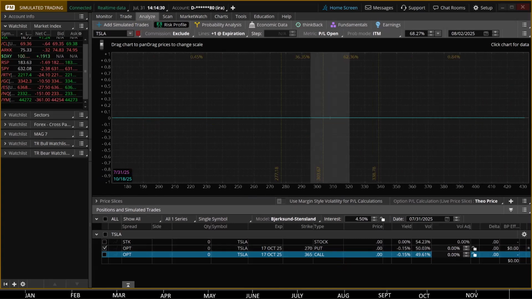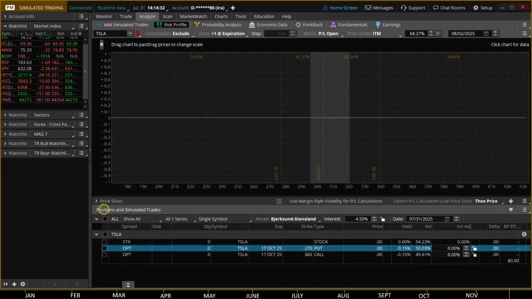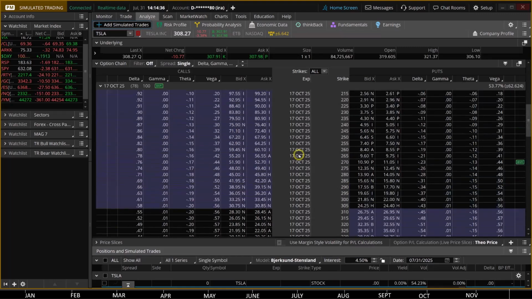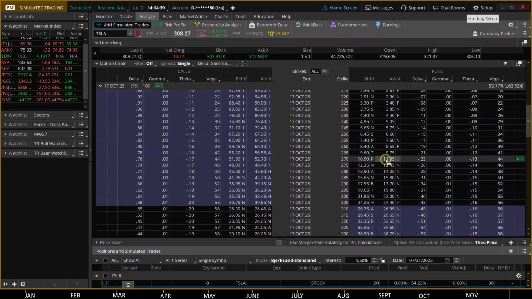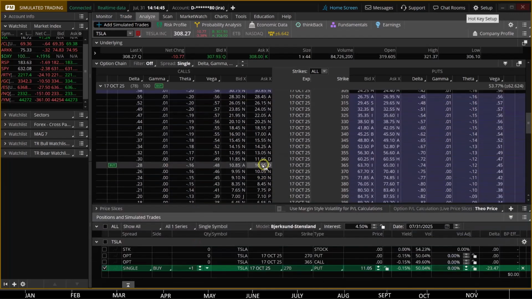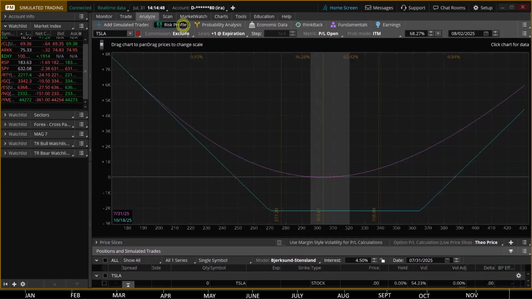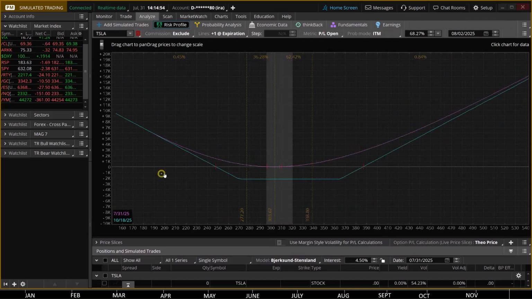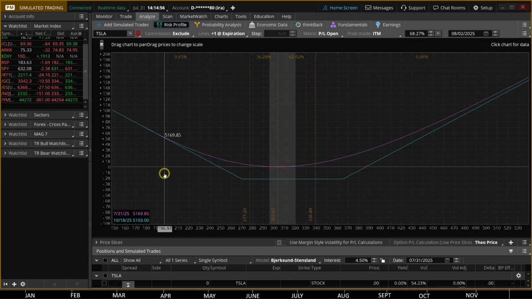Okay. Let's delete that. And let's add simulated. All right, so we're going to buy that one. And we're going to buy this one. There we go. Okay, so now you can kind of see the risk graph here. It's called bi-directional because when you buy a call and a put, you lose money if the market stays neutral. You make money if the market expands either up or down.